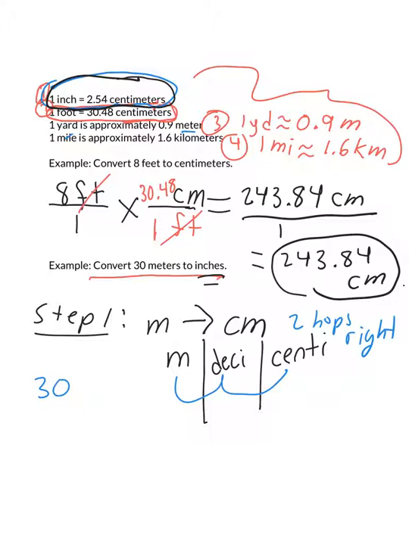So 30 meters, I can safely assume the decimal point is currently sitting at the end of the number 30. And when I take that decimal point, let me change it to black, and I go 2 hops to the right, I'll just insert some zeros after I hop. So 30 meters is really the same as 3,000 centimeters.